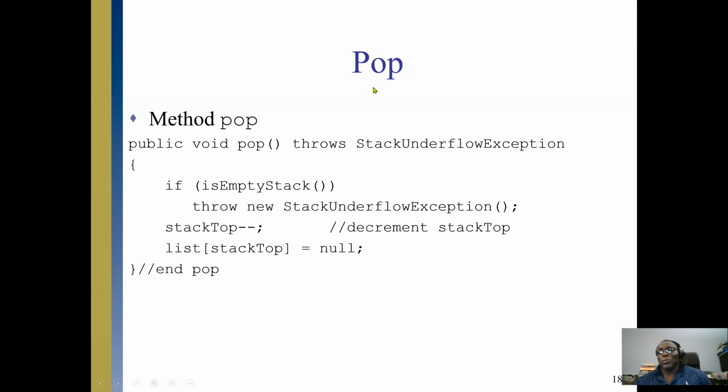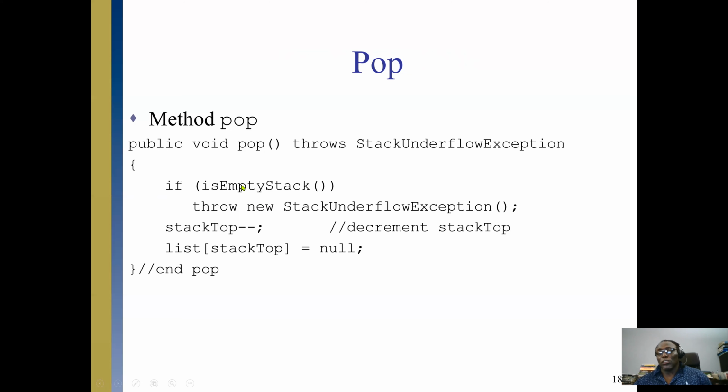So next is to pop. Pop means we want to remove the item from the stack. So the first thing we have to check, we don't want to remove an item from an empty stack. Otherwise we have a stack underflow exception. So here first we check if the stack is empty. If the stack is empty, then we throw the stack underflow exception and we stop.